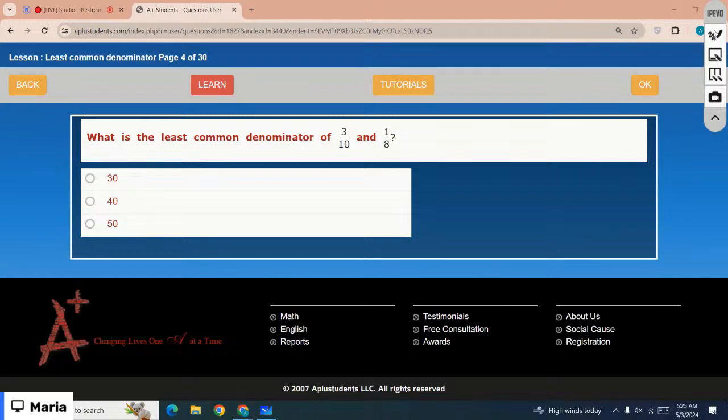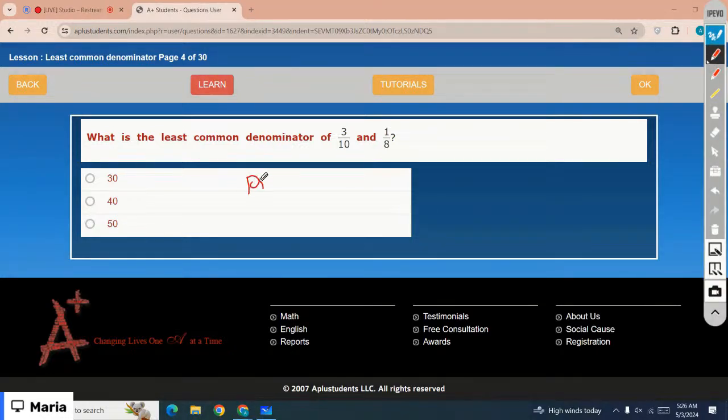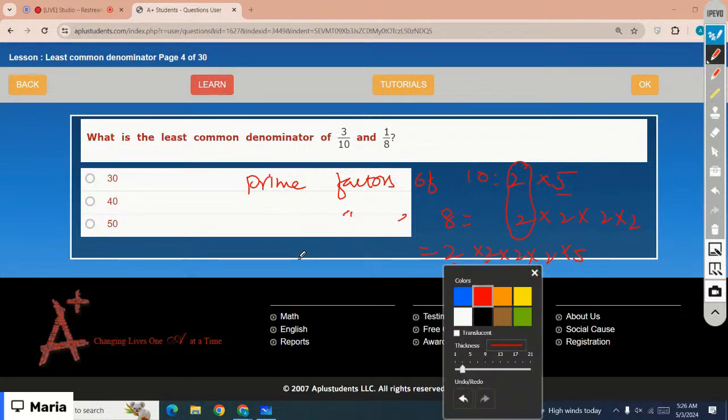Let's just write down the prime factors of 10. They are 2 times 5. Now the prime factors of 8, they are 2 times 2 times 2, right? So this is the common factor. You have 2, the rest of them are 2 times 2, and you have 5.